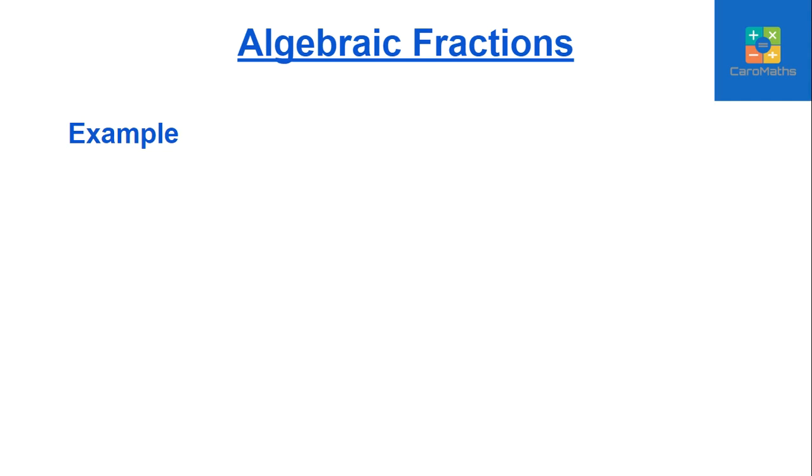So now let's have a look at an example. I've got 2 over y minus 3z over 4.